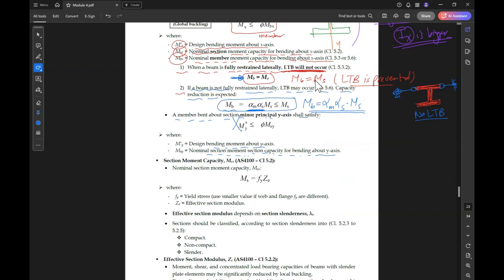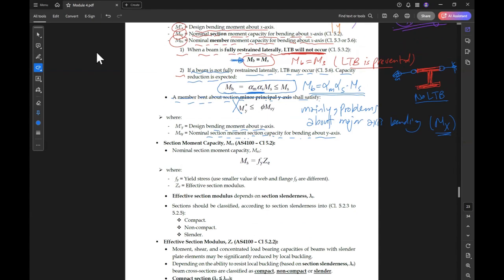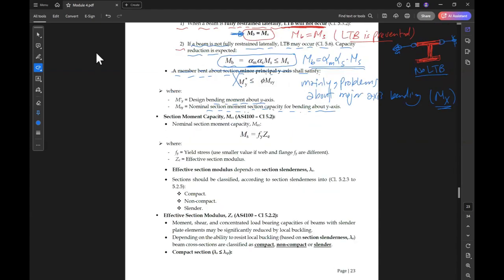You can just ignore this one now, because mainly all our problems will be about major axis bending. So all the problems we will have only MX. Okay, so let's start with the calculation of how to find MS and how to find MB.